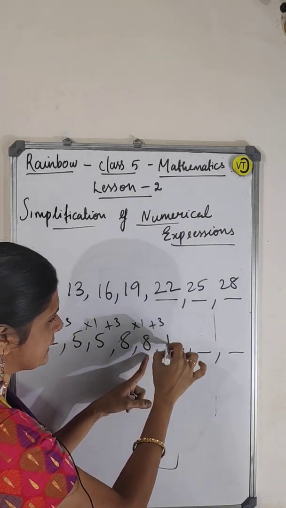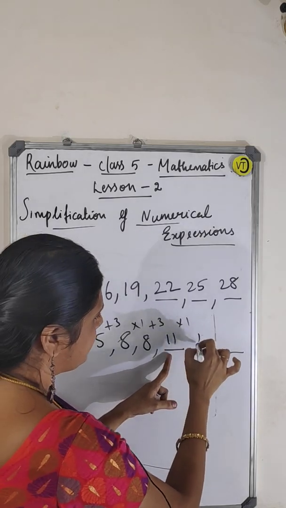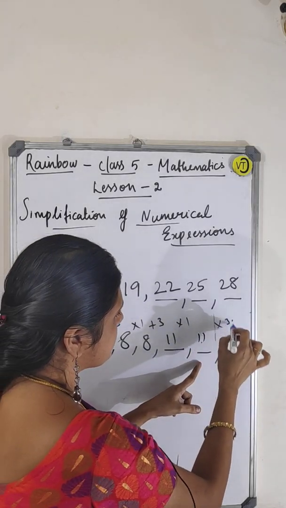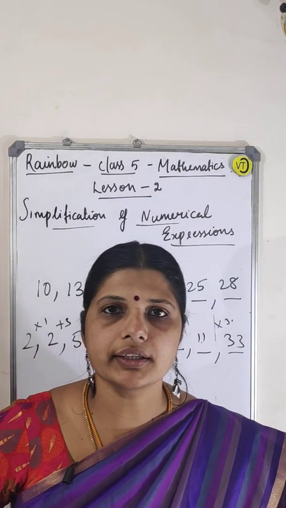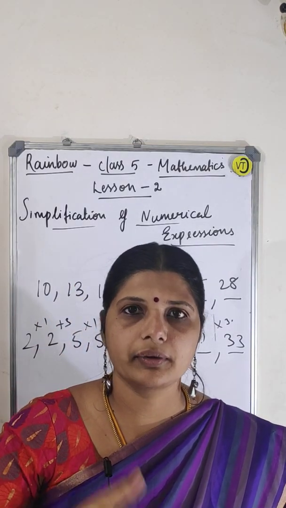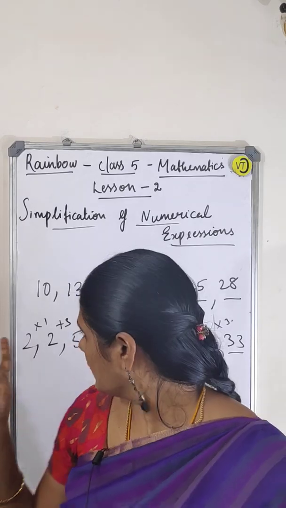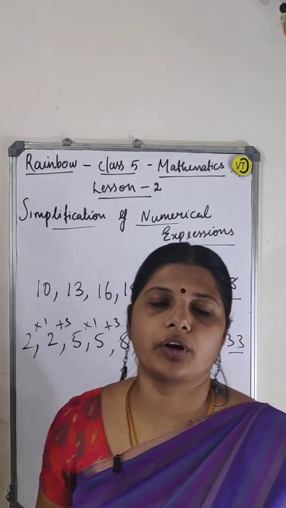And 8 plus 3 is 11. 11 into 1 is 11. 11 plus 3 is 14. So the pattern they have followed here, it is what? Into 1 plus 3 they have followed.